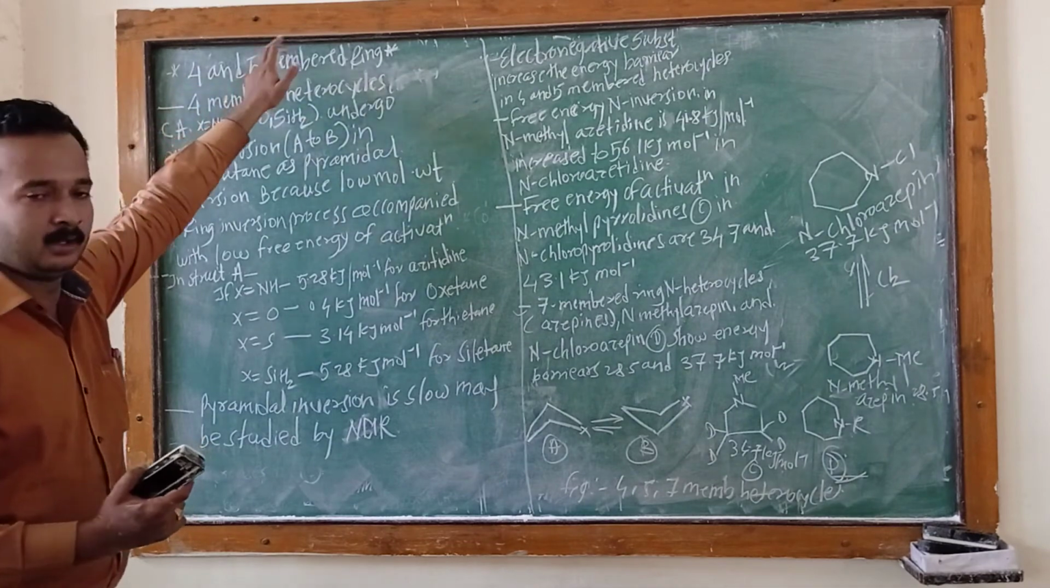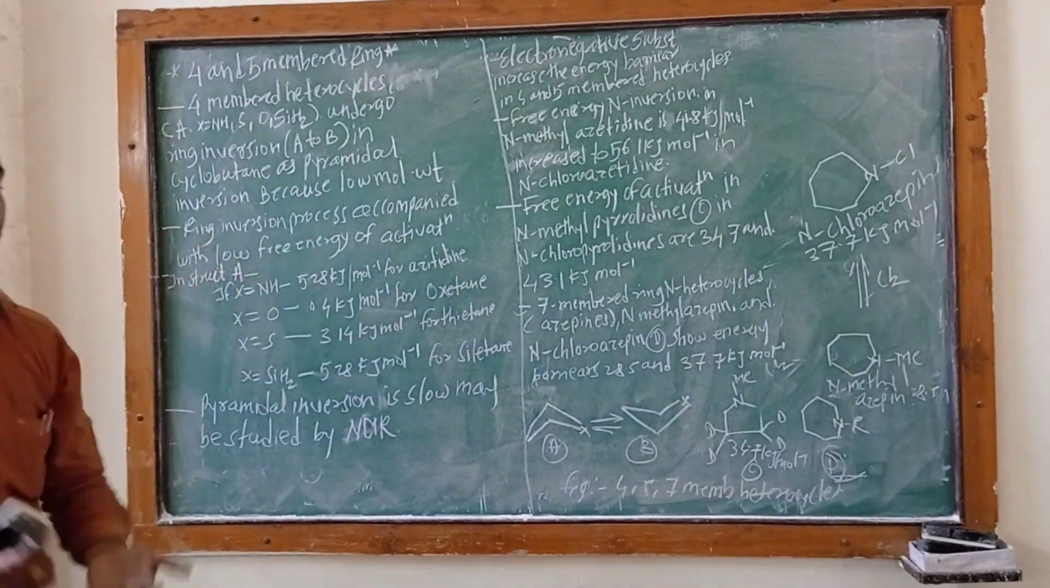And this is all about the 4 and 5 member rings. Okay, next time we will discuss the 6 member ring. Okay, thank you.